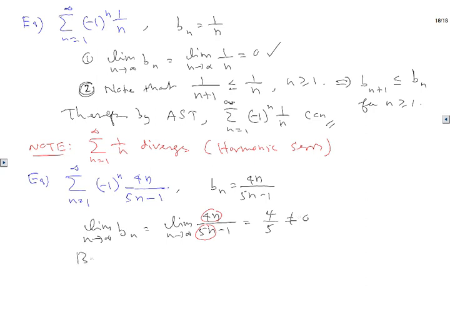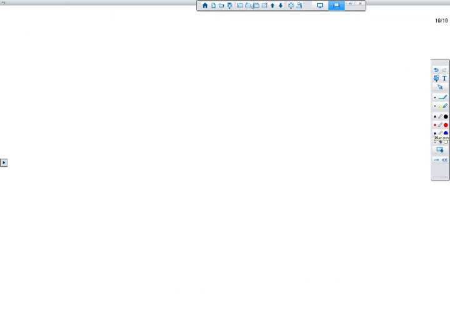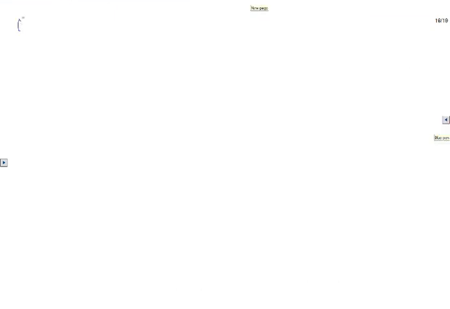So by the nth term test, the series diverges. It's very easy, because you don't want to do anything else here, since you see that the series diverges. So that's it. Let's look at one more example. We'll do two more. What about this one?